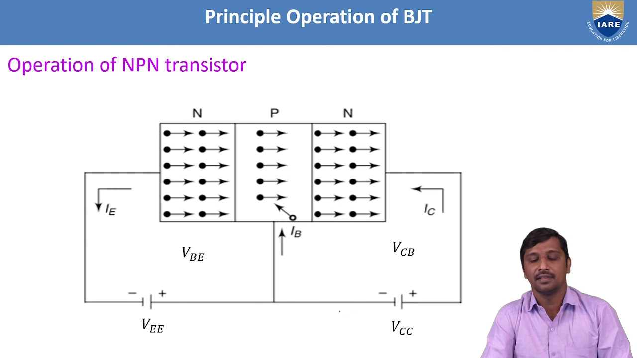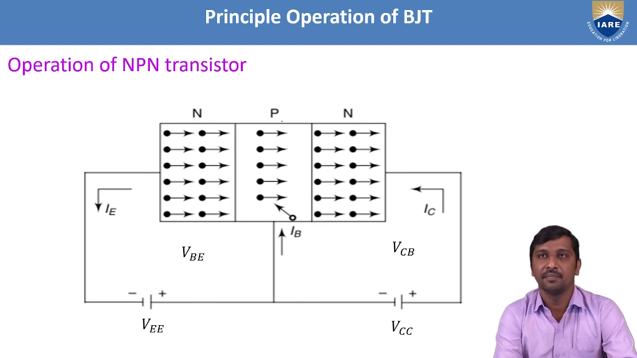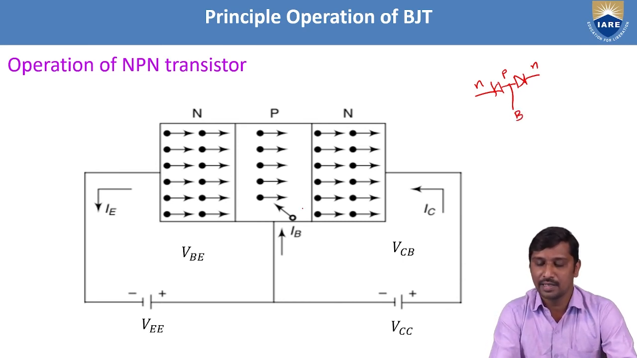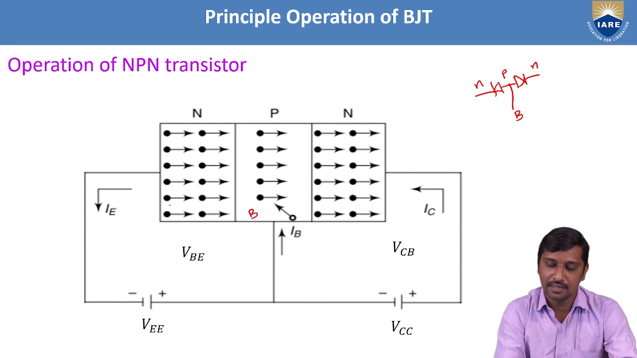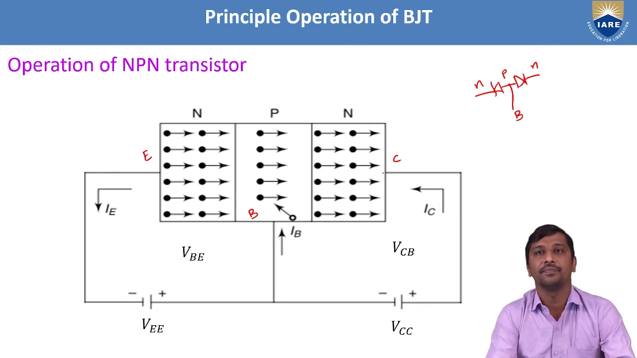Now we'll see the operation of the NPN transistor. Here I consider this NPN: N-type material, P-type material, and N-type. This is the formation of the materials, and the middle material is called the base. One end is represented as the emitter, and the other end is represented as the collector.